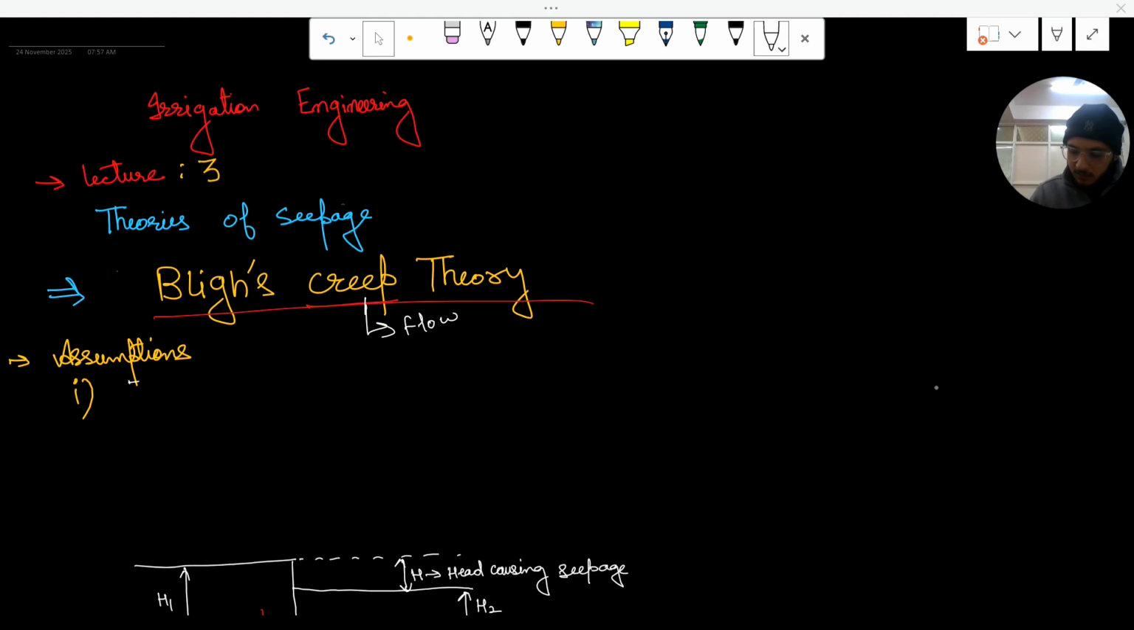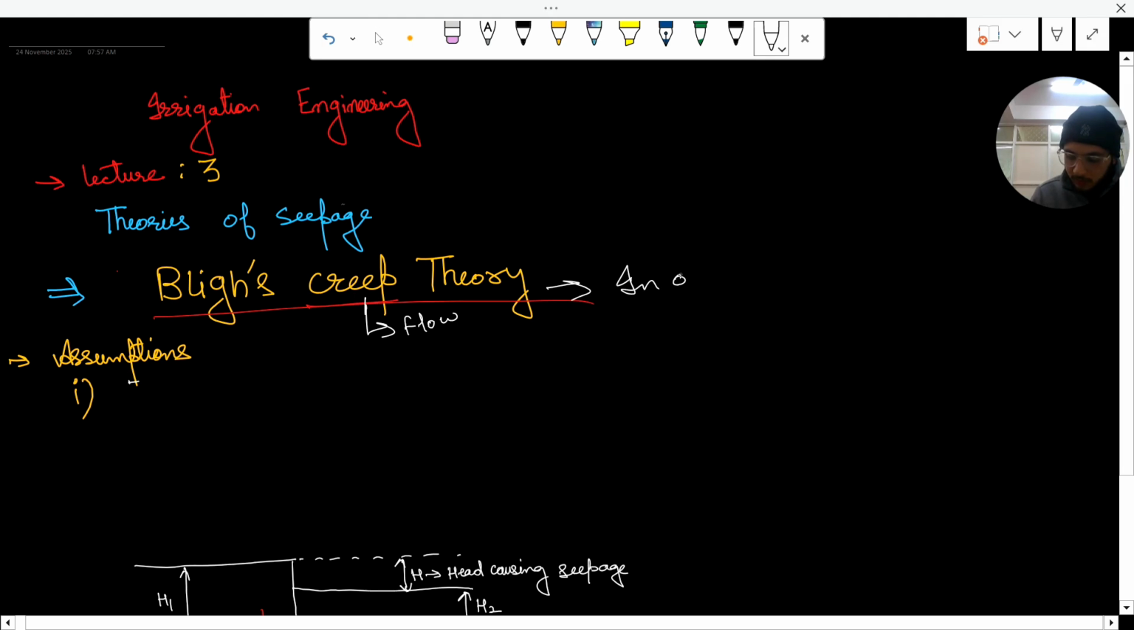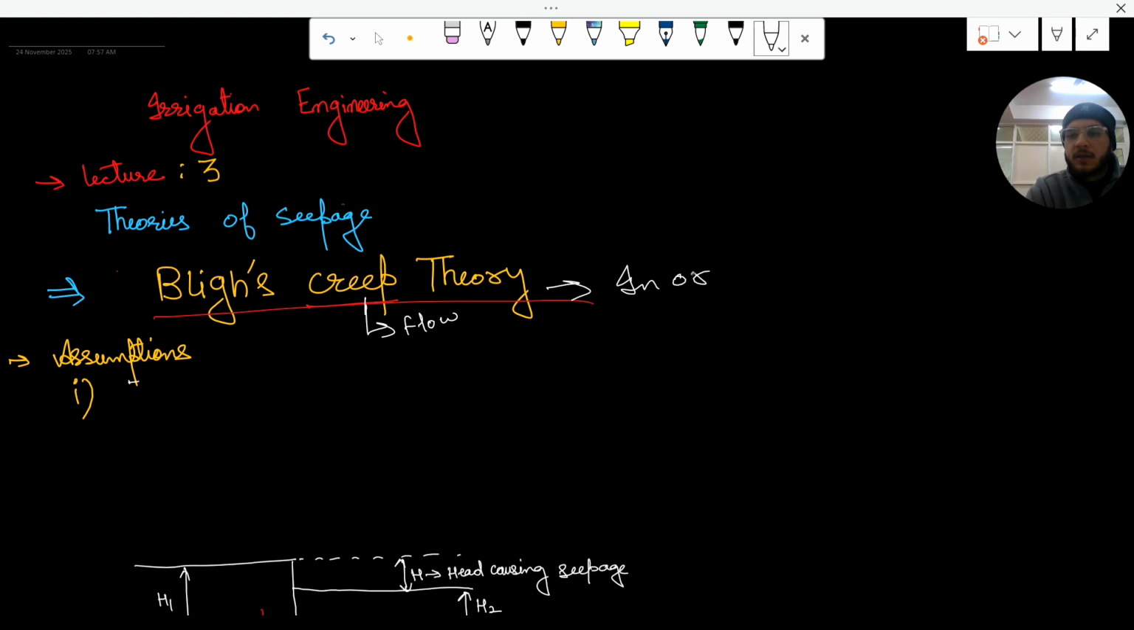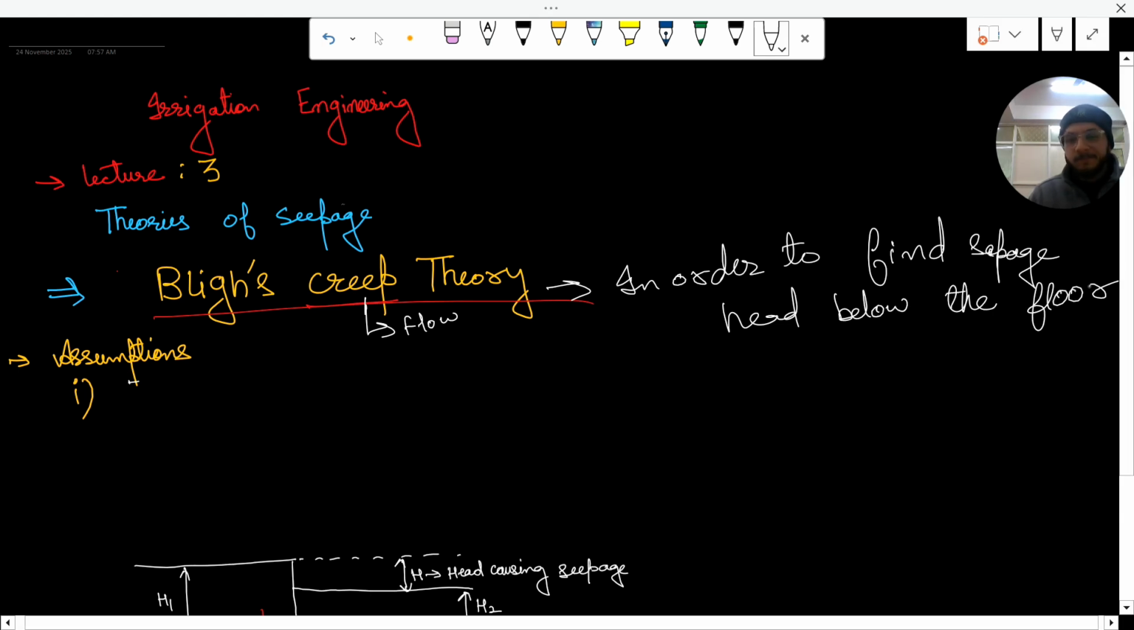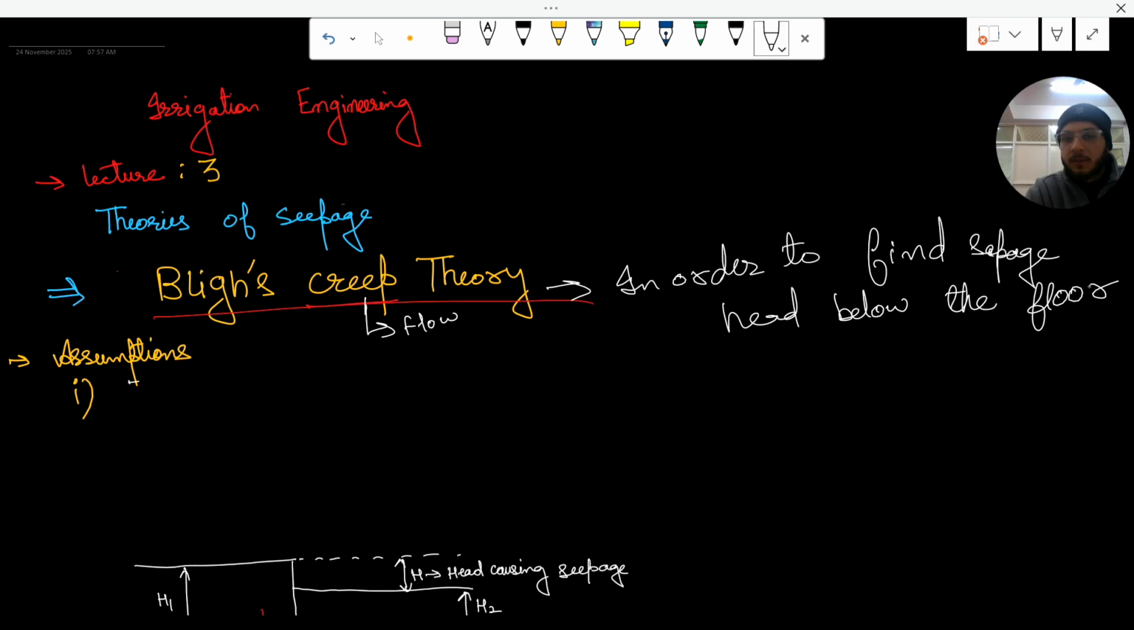So first, Bly gave his theory in order to find the seepage head below the floor. So if one has to find the seepage head at a particular point below the floor, that would be dealt with by the Bly's Creep theory. Now there are certain assumptions which were put forward by Bly.